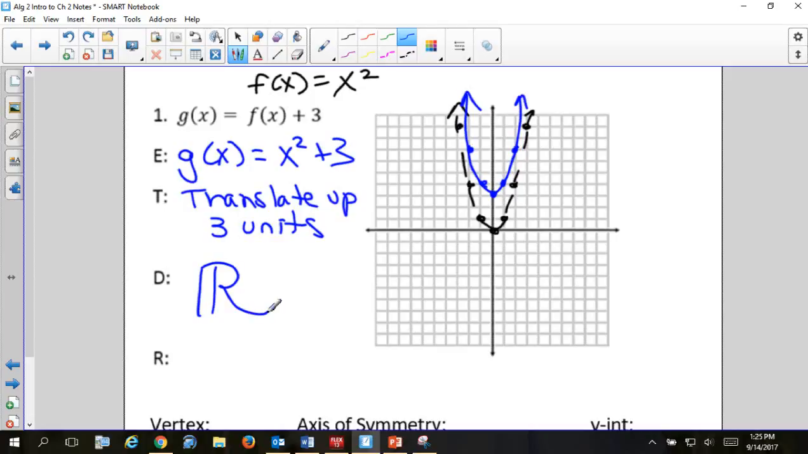And then the range is how far up and down. It's the y value. So the range has some restrictions on it because this graph goes down, but then it comes back up. It doesn't go all the way down forever and ever. So what is the lowest point on this graph when we talk about the y value? The lowest point is what? 3. So my graph, the y values begin at 3 and then they go up. So we'll say y is greater than or equal to 3.